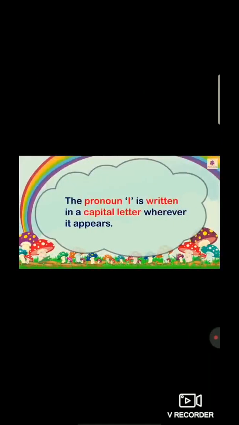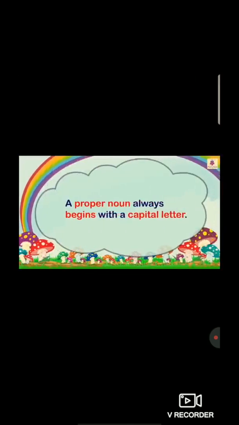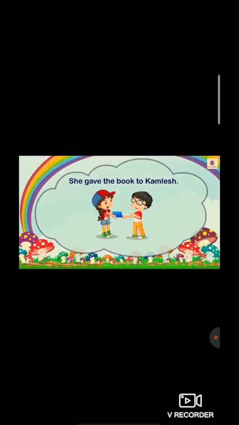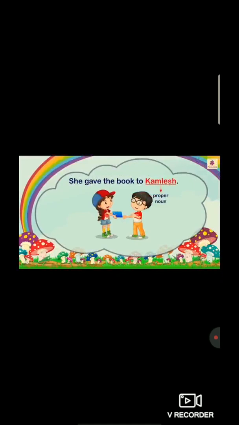Now students, the pronoun I is written in a capital letter wherever it appears. For example, Amit and I are brothers. So students, as you can see, the letter I is written in a capital letter. A proper noun always begins with a capital letter. For example, she gave the book to Kamlesh. So here students, the word Kamlesh is a proper noun as it is the name of the person. As you can see, the letter K is written in a capital letter.